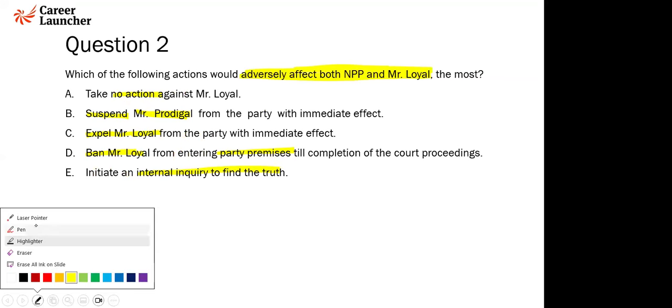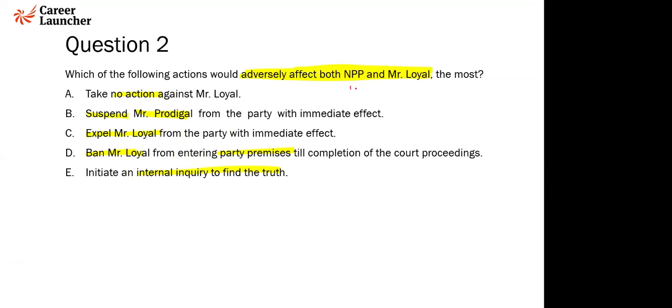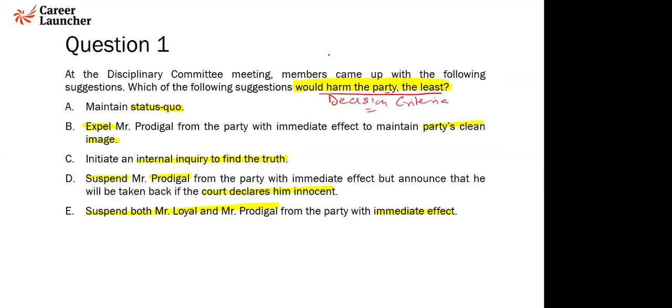And I am again repeating, out here now my decision criteria is this one: that the damage should be maximum to both NPP and Mr. Loyal. In question 1, the decision criteria was minimize the damage to the NPP.